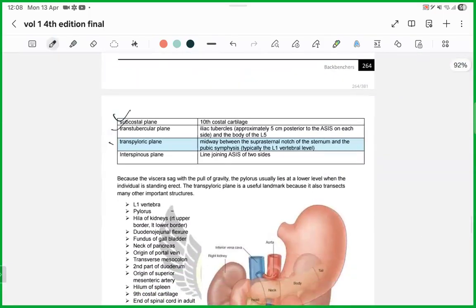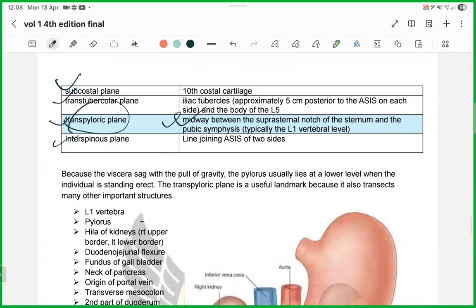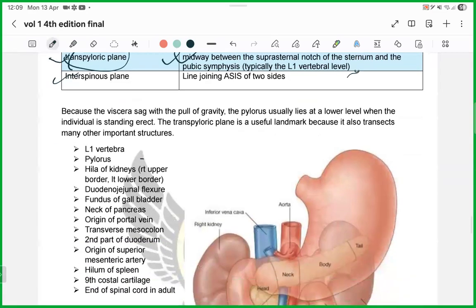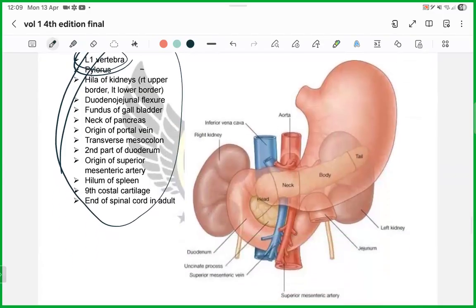Then planes. All of the planes you must know, but you must know the transpyloric plane. This is the most important. Others are less important. Still, you need to know all of the planes and all of the organs that you will find here. They will not ask you which organ, which organ. No. They will tell you L1, transpyloric plane. You have to know the serial.